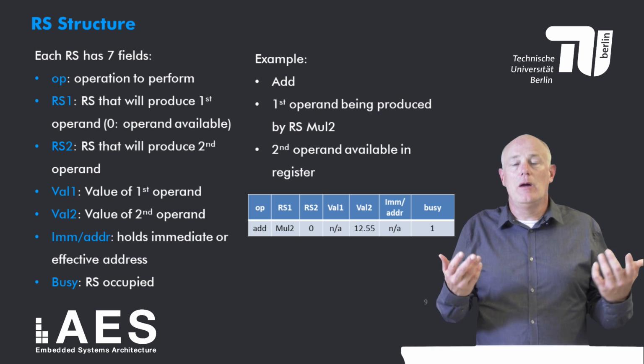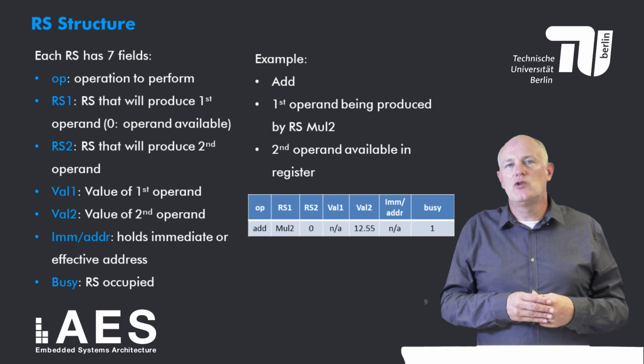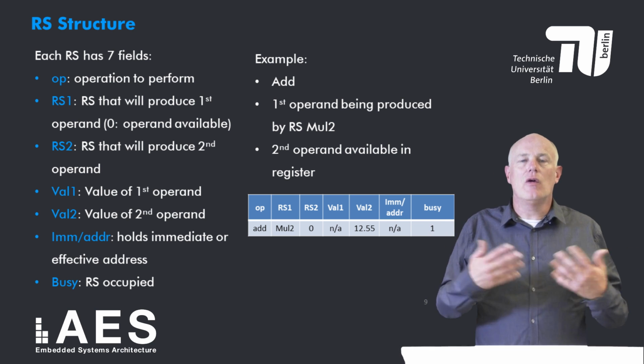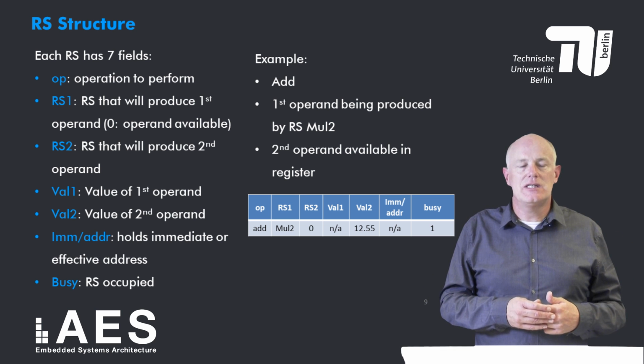Value 1 is not applicable since it is being produced by mul2. And value 2 is, for example, 12.55. The immediate address field is also not applicable, and the busy bit is set to indicate that the reservation station is occupied.